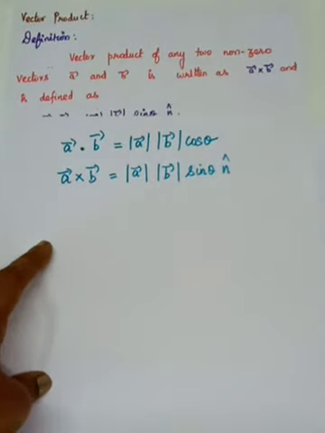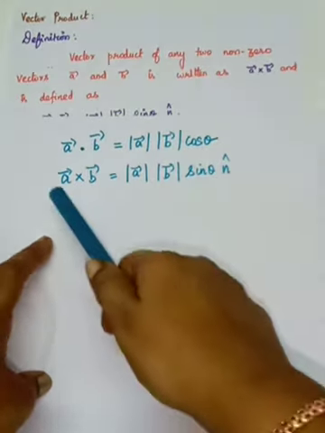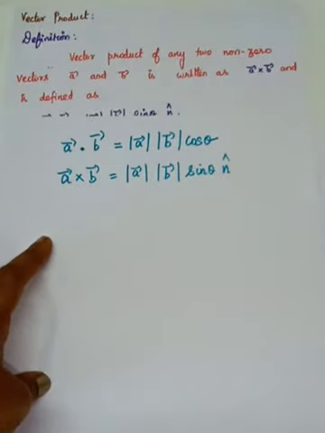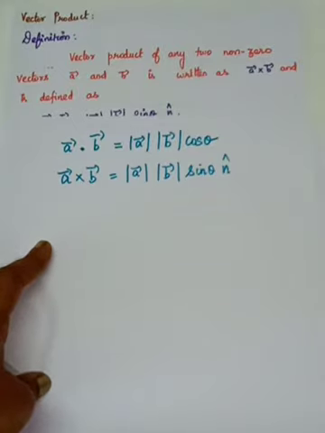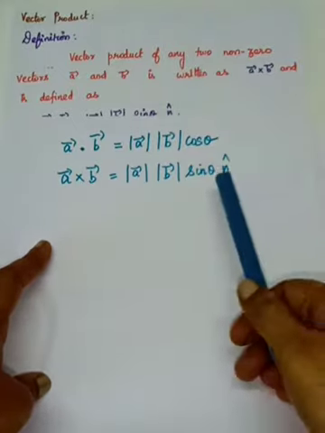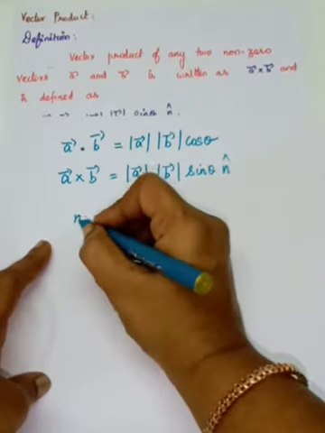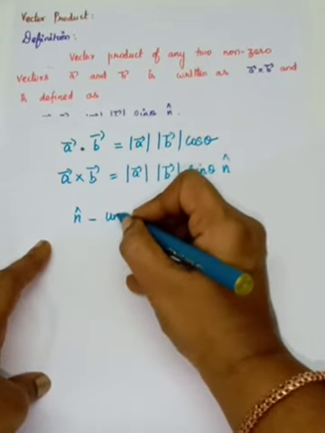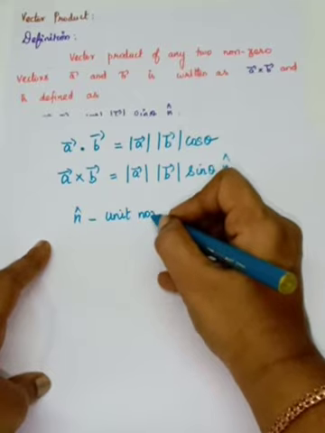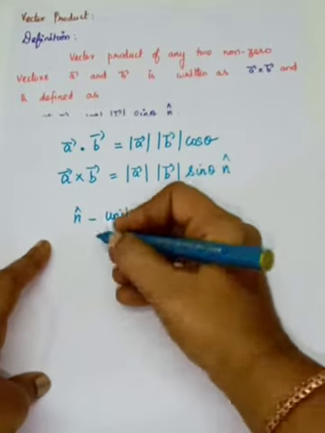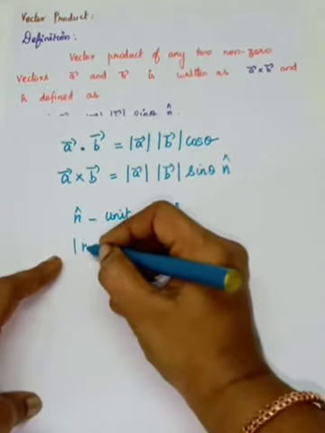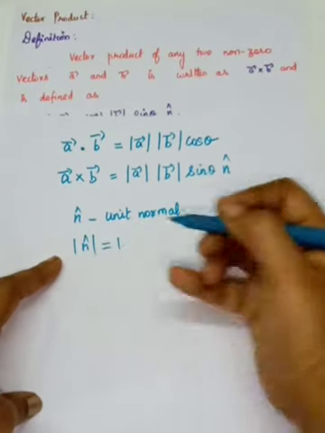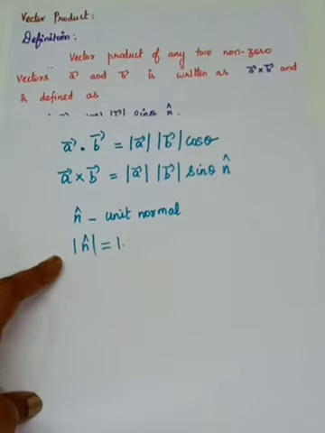Here theta is the angle between a vector and b vector. In the cross product, it varies from 0 to pi, that is, from the first quadrant to the second quadrant. And what is n cap? N cap is a unit normal vector to the given vectors. What is a unit normal vector? It's a unit vector, meaning its magnitude is 1, so modulus of n cap is equal to 1. And normal means perpendicular.